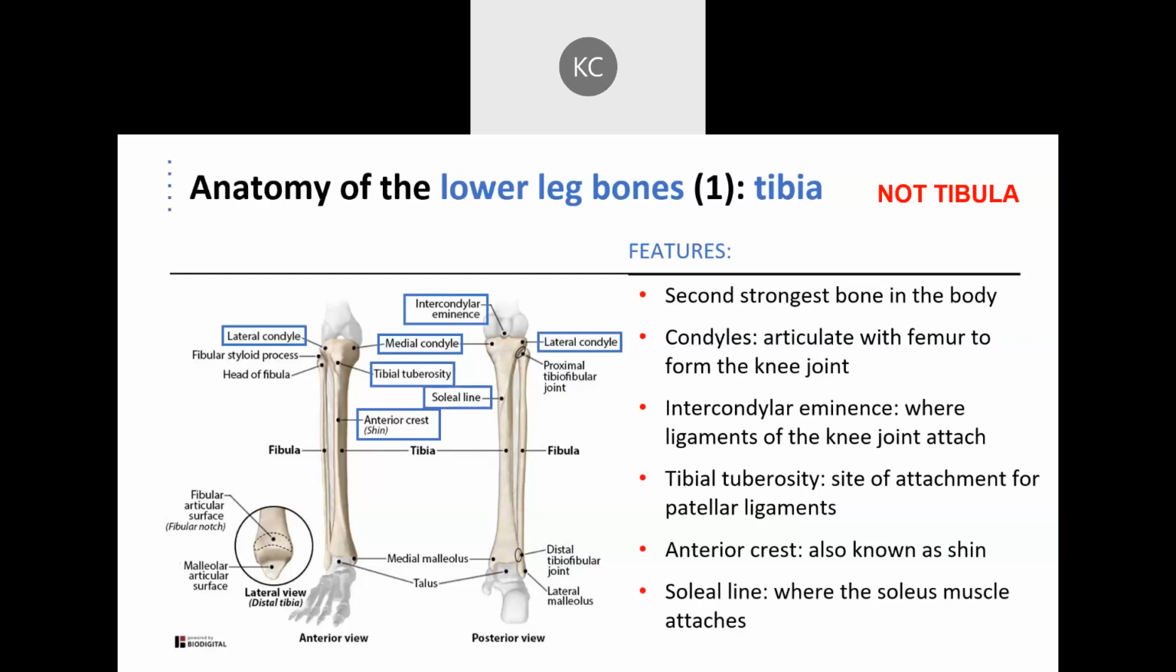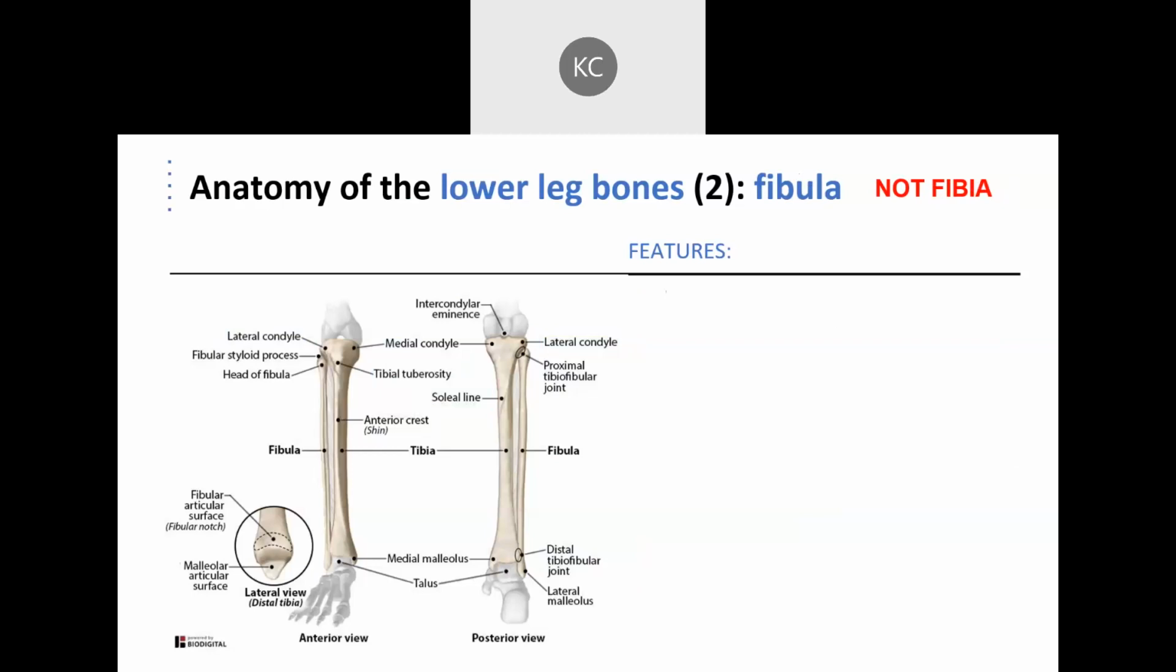This is where a muscle known as the soleus, which is one of our posterior compartment leg muscles, so along our calf region, attaches along the soleal line and helps with plantar flexion of our foot. So it helps with pointing the toes downward.